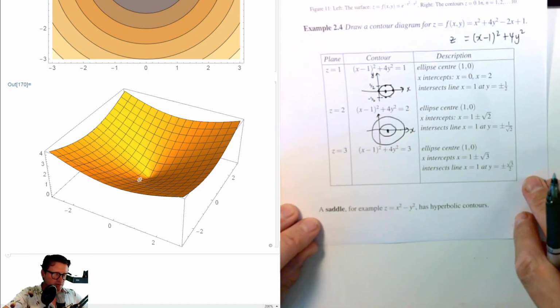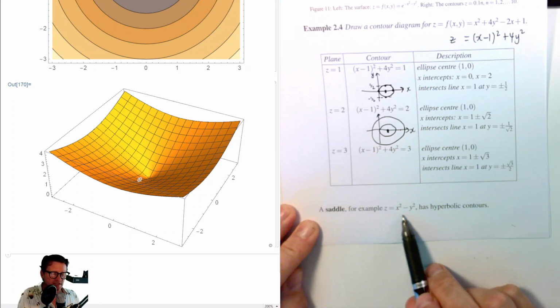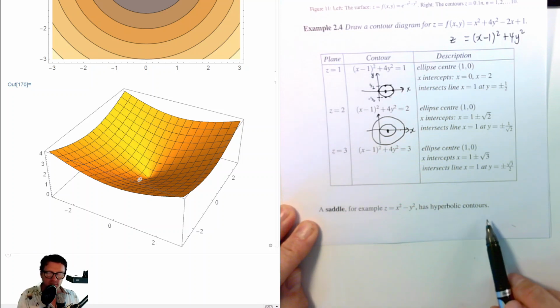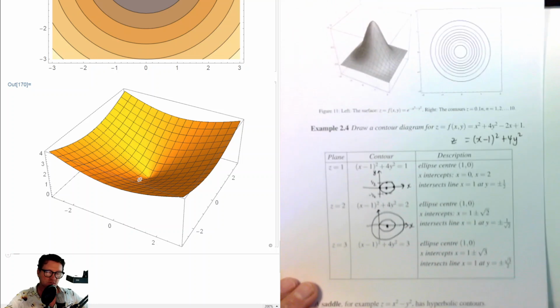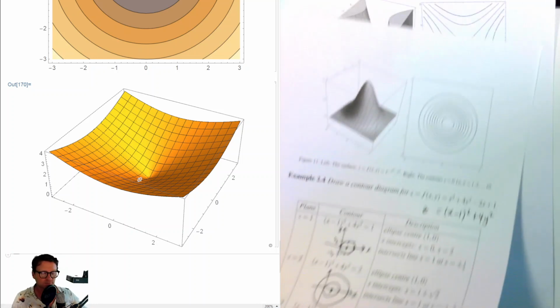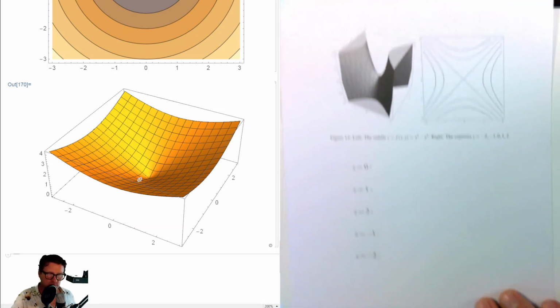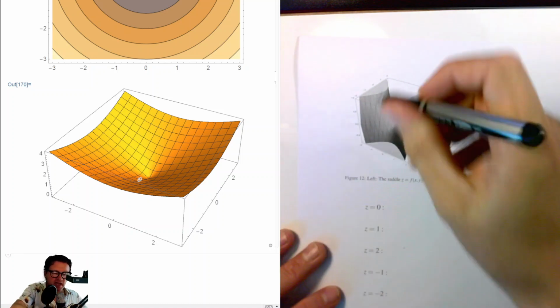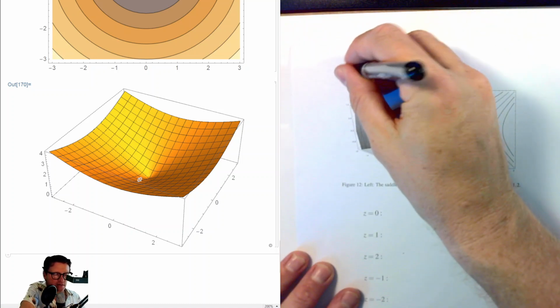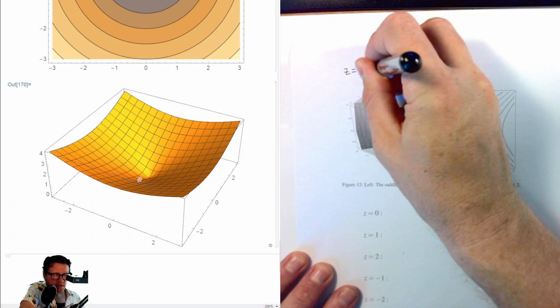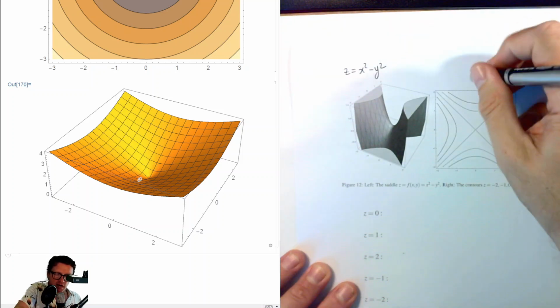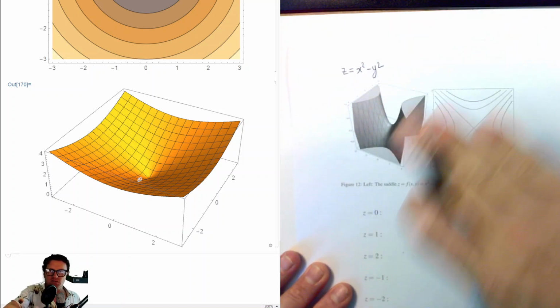A saddle, for example, z is equal to x squared minus y squared, has hyperbolic contours. So on the next page, we're going to see an example. So on the left, we have a three-dimensional plot. Z is equal to x squared minus y squared. And then over here, we've got the horizontal slices through this.